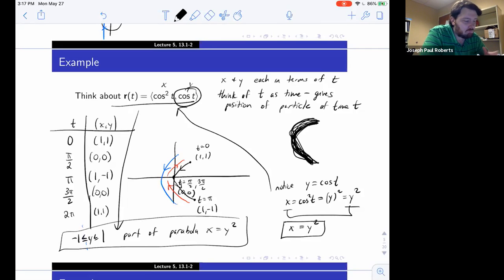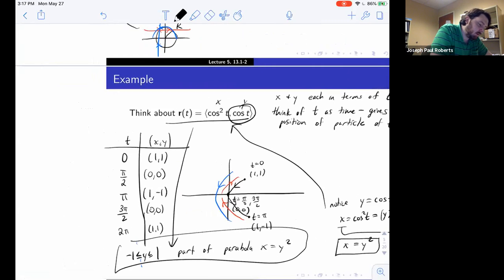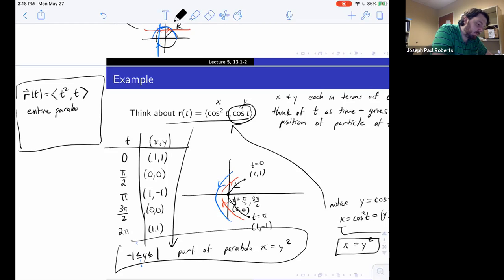And so sometimes you could get the entire thing. So for example, let's go over here. If I had r of t is t squared comma t, then that would be the entire parabola x equals y squared, because the range of t is everything. If I plug in all values of t, I get all values of y, and so I get that entire parabola.